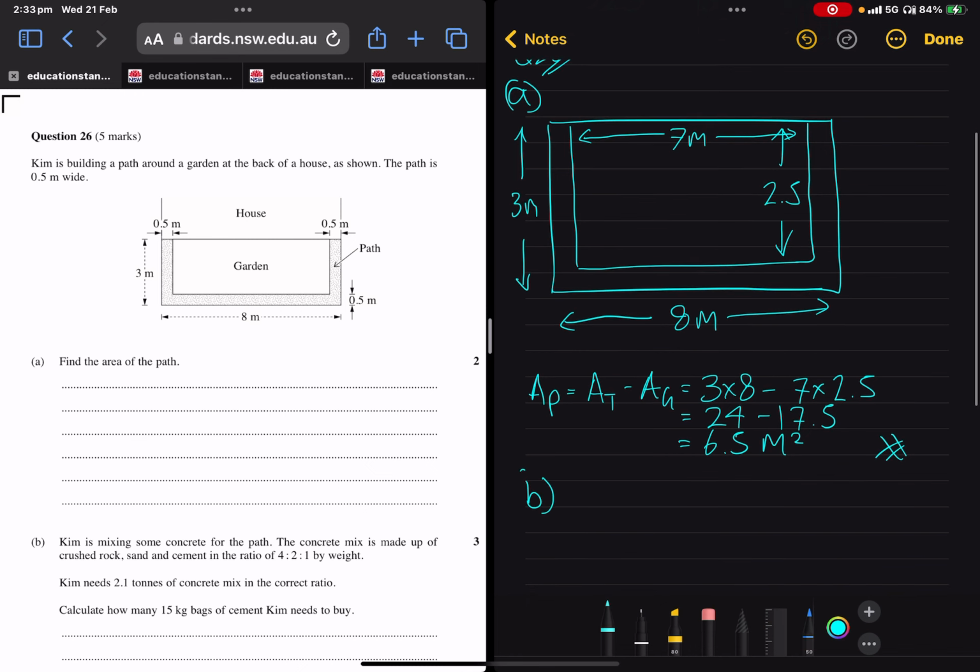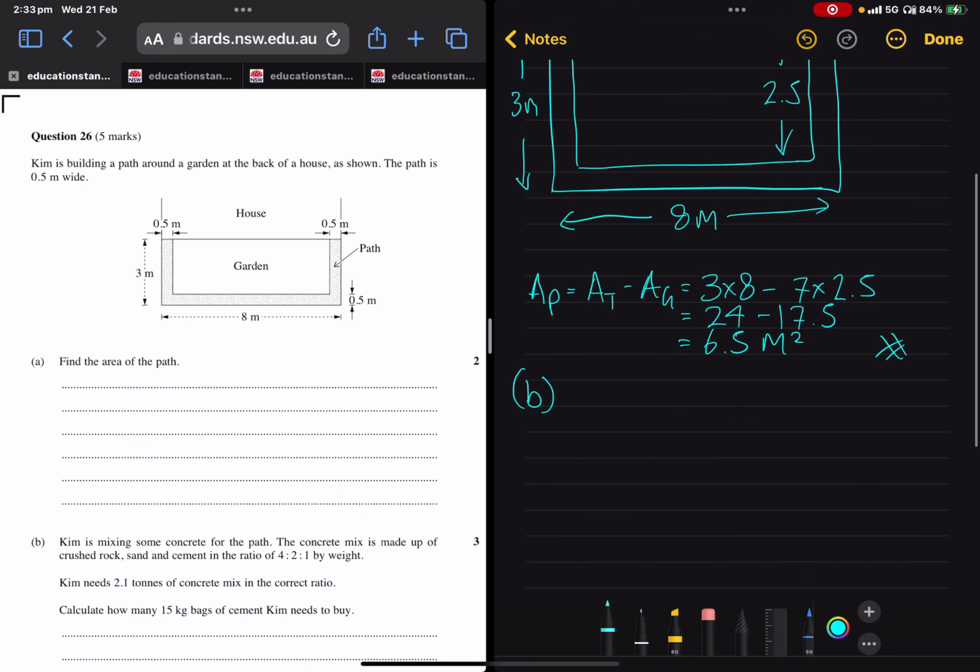Now for part B, we're asked Kim is mixing some concrete for the path. The concrete mix is made up of crushed rock, sand, and cement in this ratio. Okay, so we've got rock, sand, and cement in the ratio of 4 to 2 to 1. She needs 2.1 tons of concrete mix in the correct ratio. How many 15 kilogram bags of cement? Calculate how many 15 kilogram bags of cement Kim needs to buy.